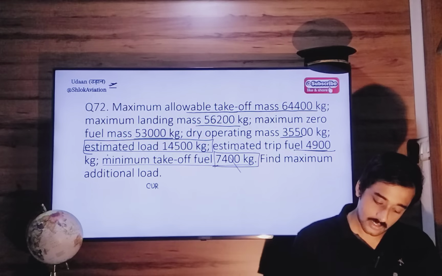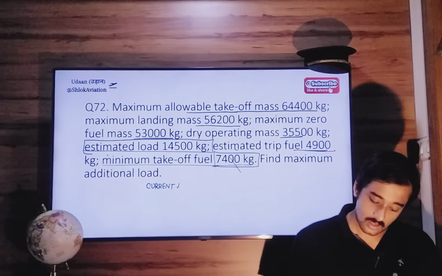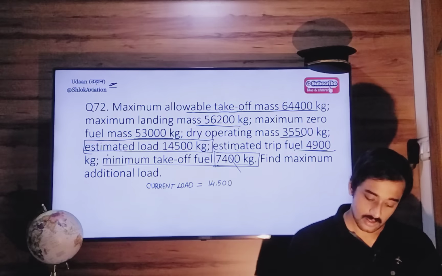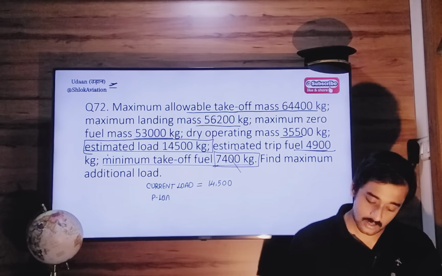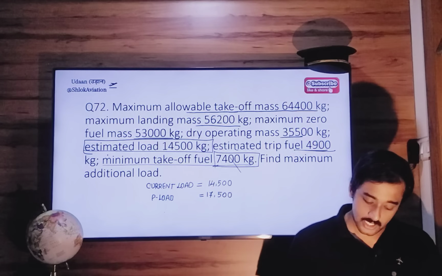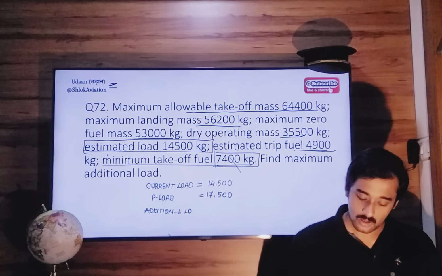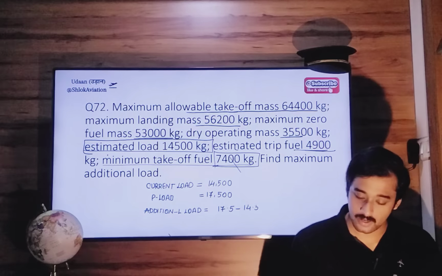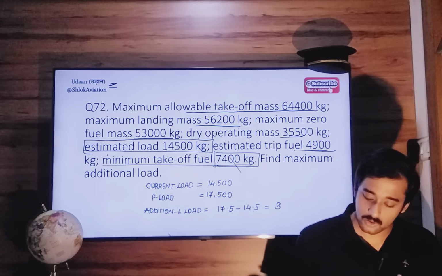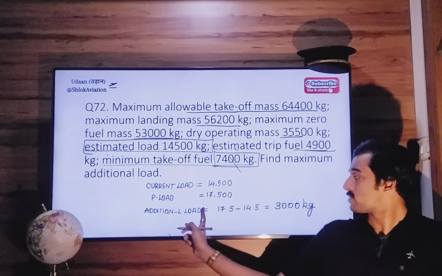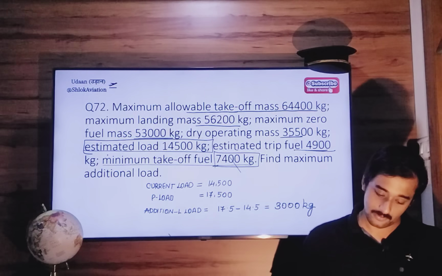Current load is 14,500. And what is the payload that we have calculated? The maximum capacity 17,500. So additional load will be equal to 17,500 minus 14,500, which is equal to 3,000 kg. So you can carry extra 3,000 kg with you. Okay. So 17.5 minus 14.5.